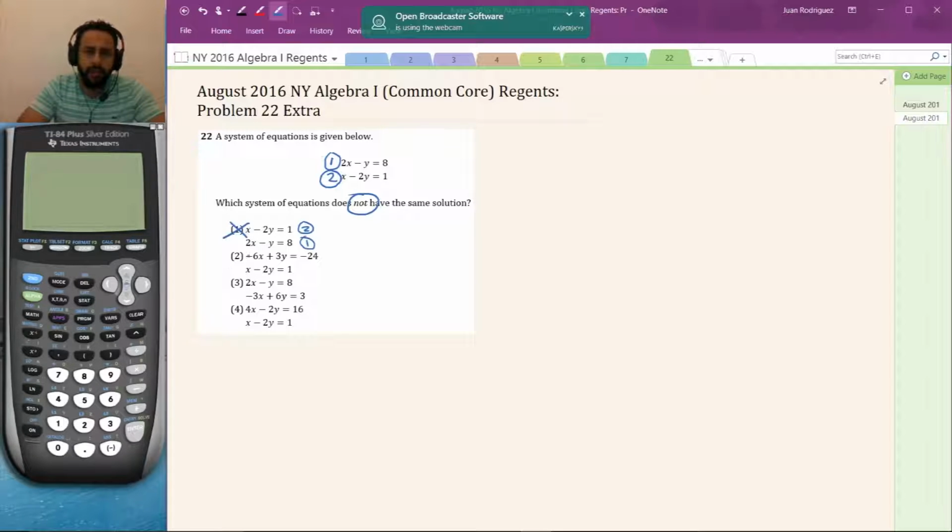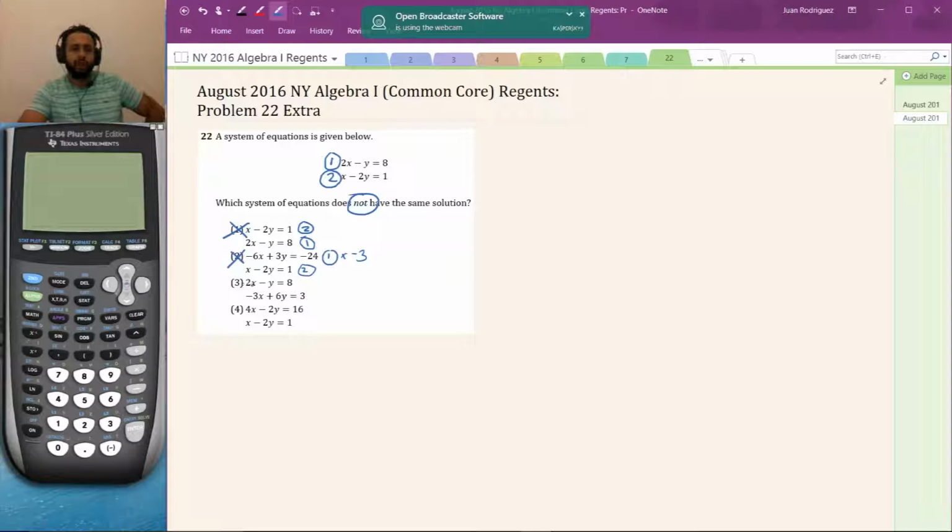Okay. This one, negative 6x plus 3y equals negative 24. That's equation 1 times a negative 3. And this one, x minus 2y equals 1. That's equation 2. So both of these are equivalent to the originals. Each one individually is equivalent to the originals. So this is not the answer.